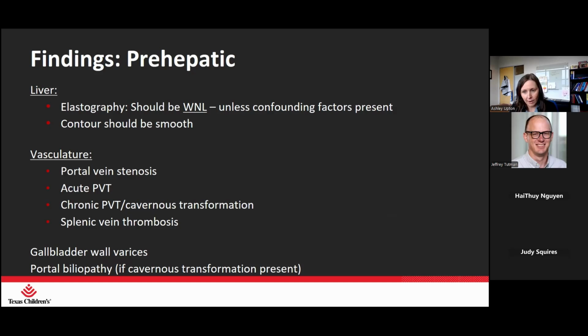So with prehepatic portal hypertension, liver elastography should be completely normal. The problem's happening before it ever reaches the liver. So unless there's confounding factors, like we have already discussed, this number should be within normal limits. The liver contour should also be smooth. But as far as the vasculature on ultrasound, you may find portal vein stenosis, acute portal vein thrombosis, or chronic portal vein thrombosis with cavernous transformation, or maybe splenic vein thrombosis. Additionally, secondary signs of portal hypertension can be seen on ultrasound, like gallbladder wall varices and portal biliopathy.